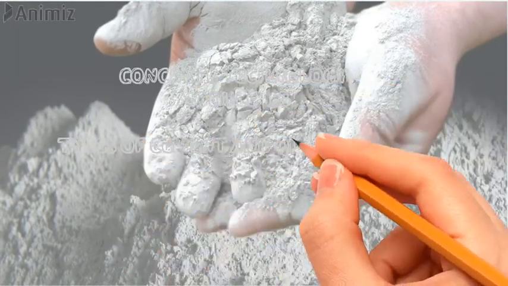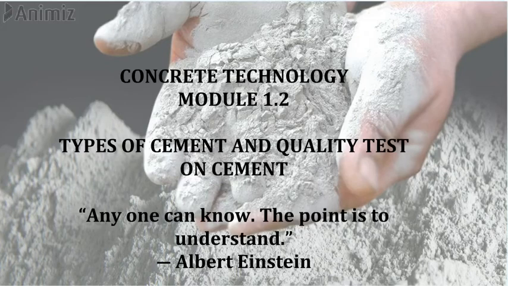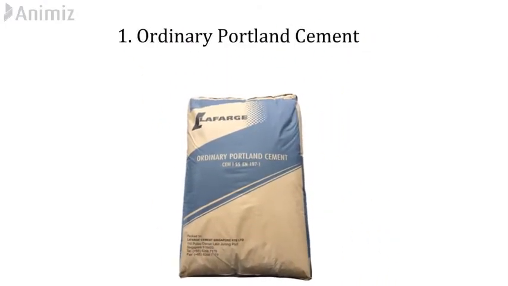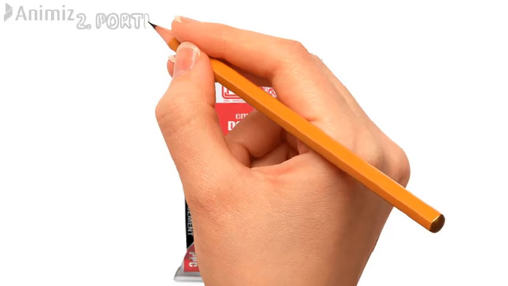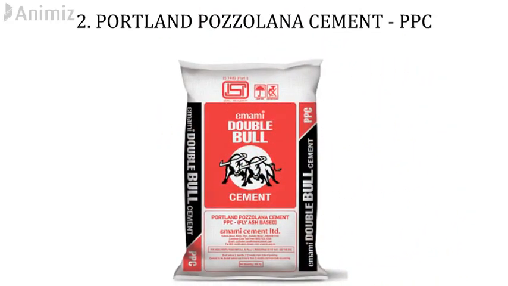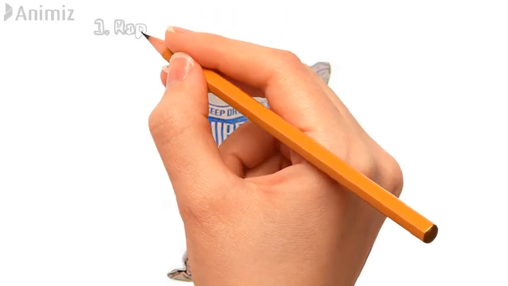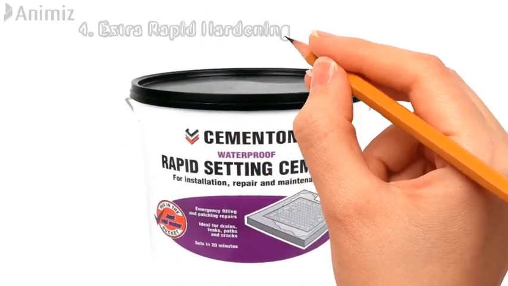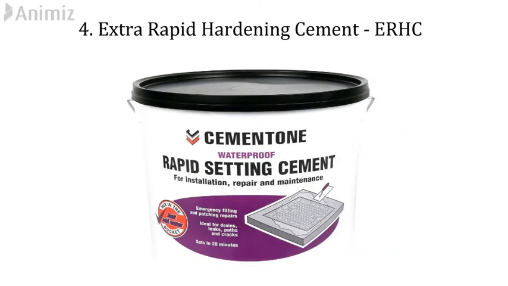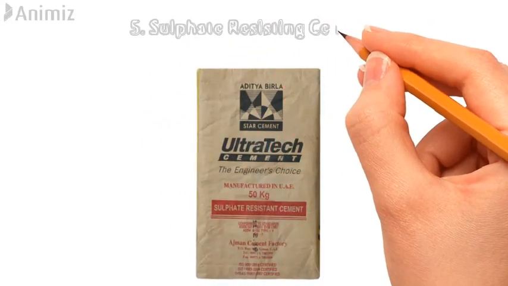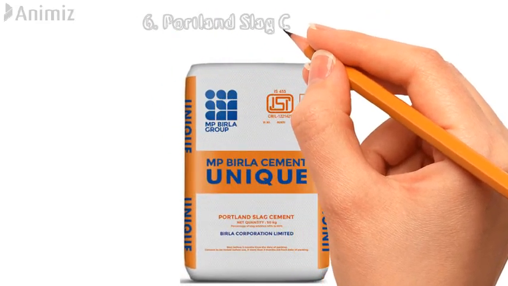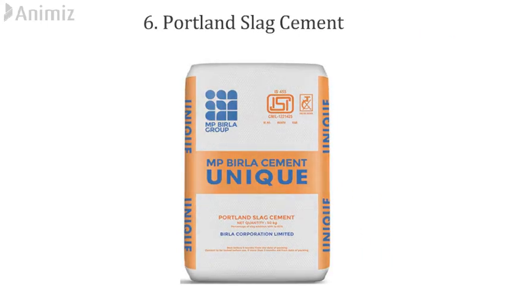Welcome to the second module of concrete technology, that is types of cements and quality tests on cement. There is a wide variety of cement available in the market. The first one, ordinary Portland cement. This is most commonly used. Then the Portland pozzolana cement. This is an improved version of OPC. Then the third category is rapid hardening cement. And then extra rapid hardening cement is available in the market. Then there is sulfate resisting cement, and the sixth category is Portland slag cement.